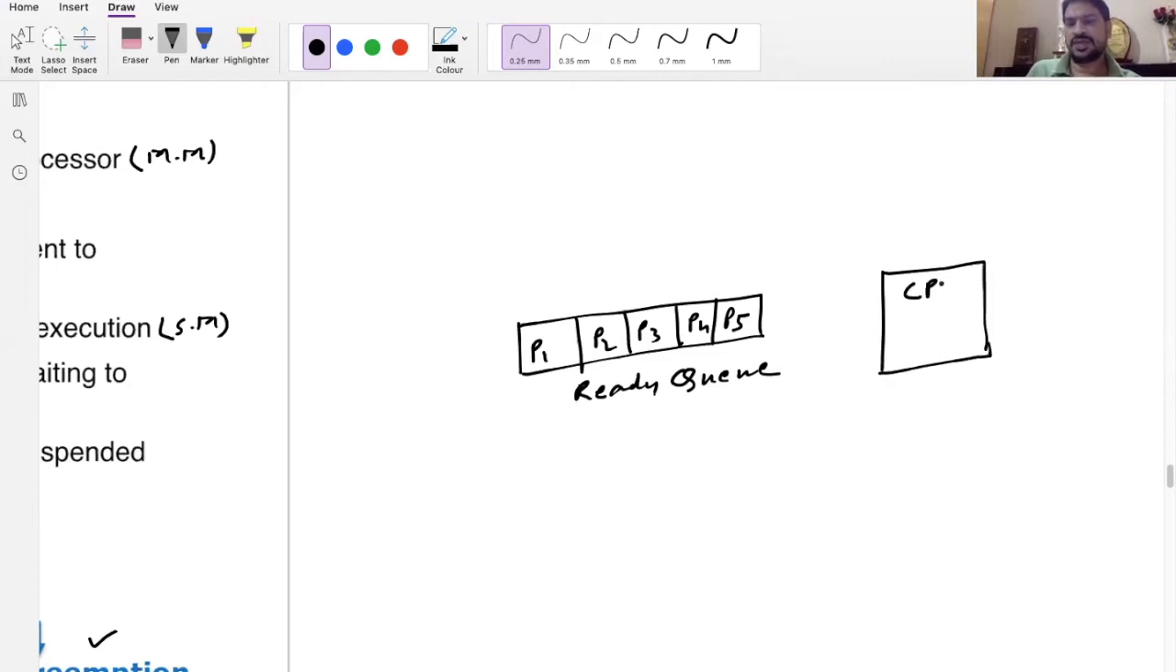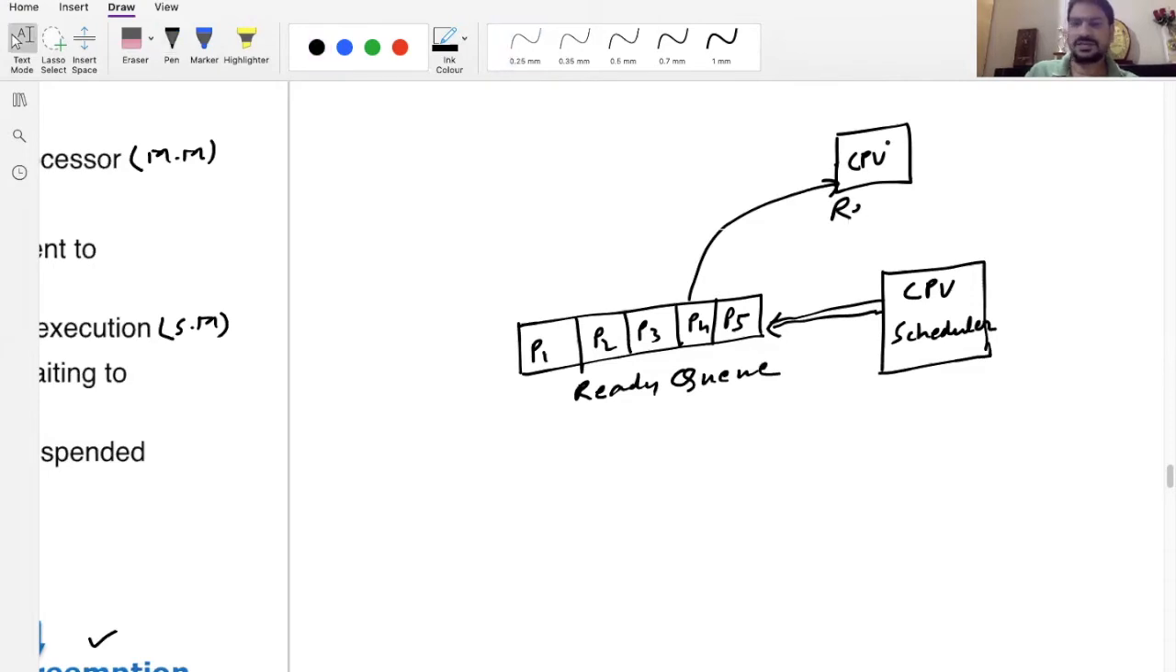There is a CPU scheduler. The responsibility of the CPU scheduler is to pick up any of the programs which are in the ready state and put it into the CPU. So the scheduler will decide which particular process is going to change its state, go to the CPU, and be in a running state.